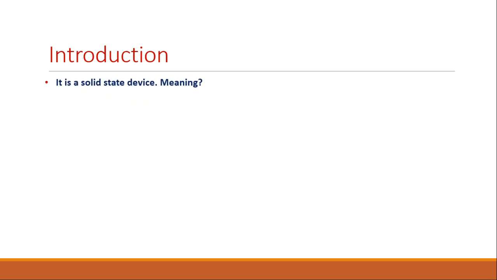So what is a PN junction diode? It is a solid state device. Solid state devices are those which are made from semiconductors. Now what is a semiconductor? A semiconductor is a material whose conductivity is more than that of an insulator and less than that of a pure conductor or a metal. There are two types of semiconductors: intrinsic semiconductors and extrinsic semiconductors.